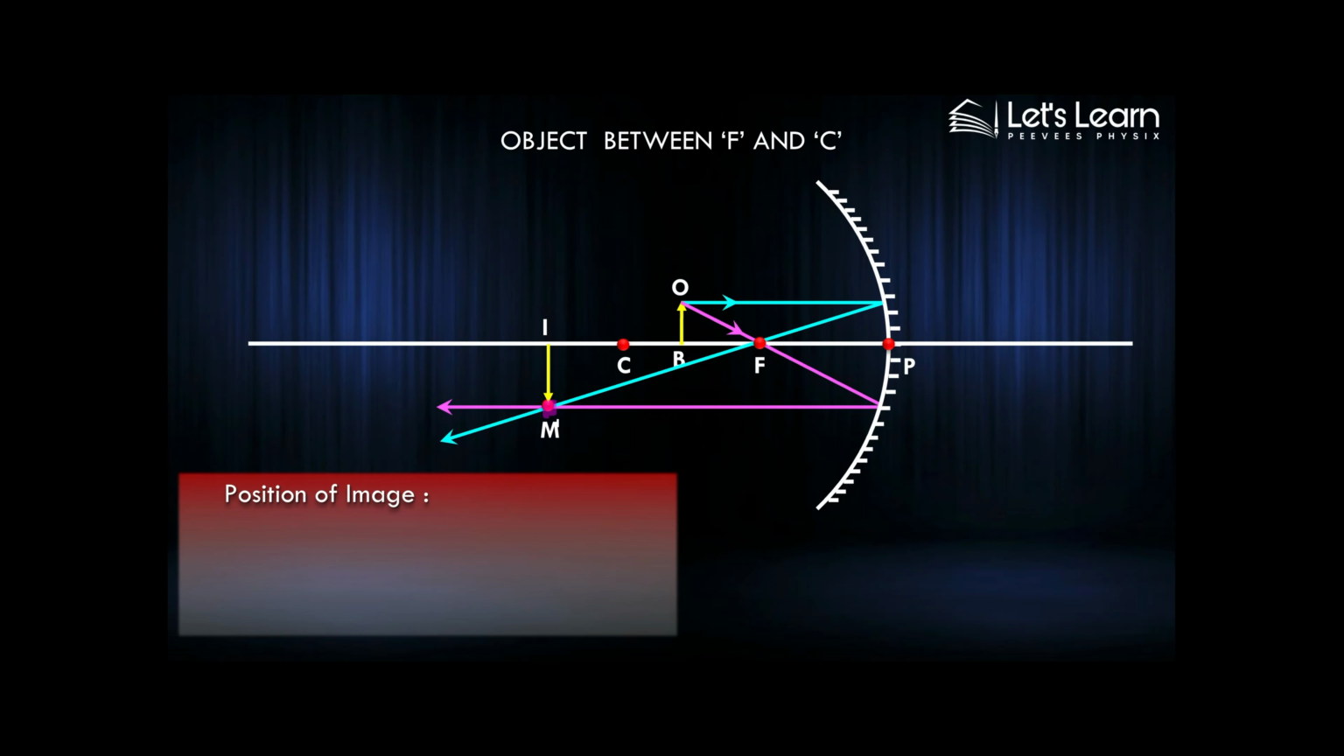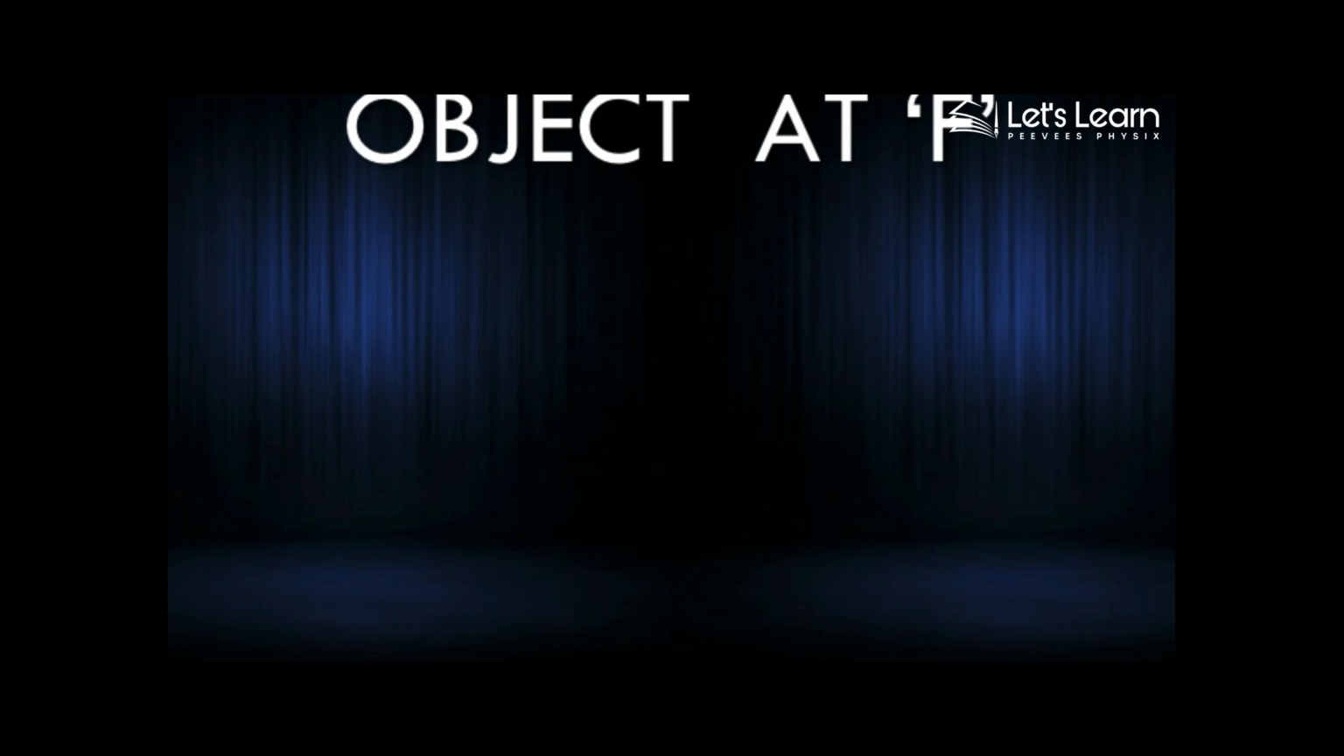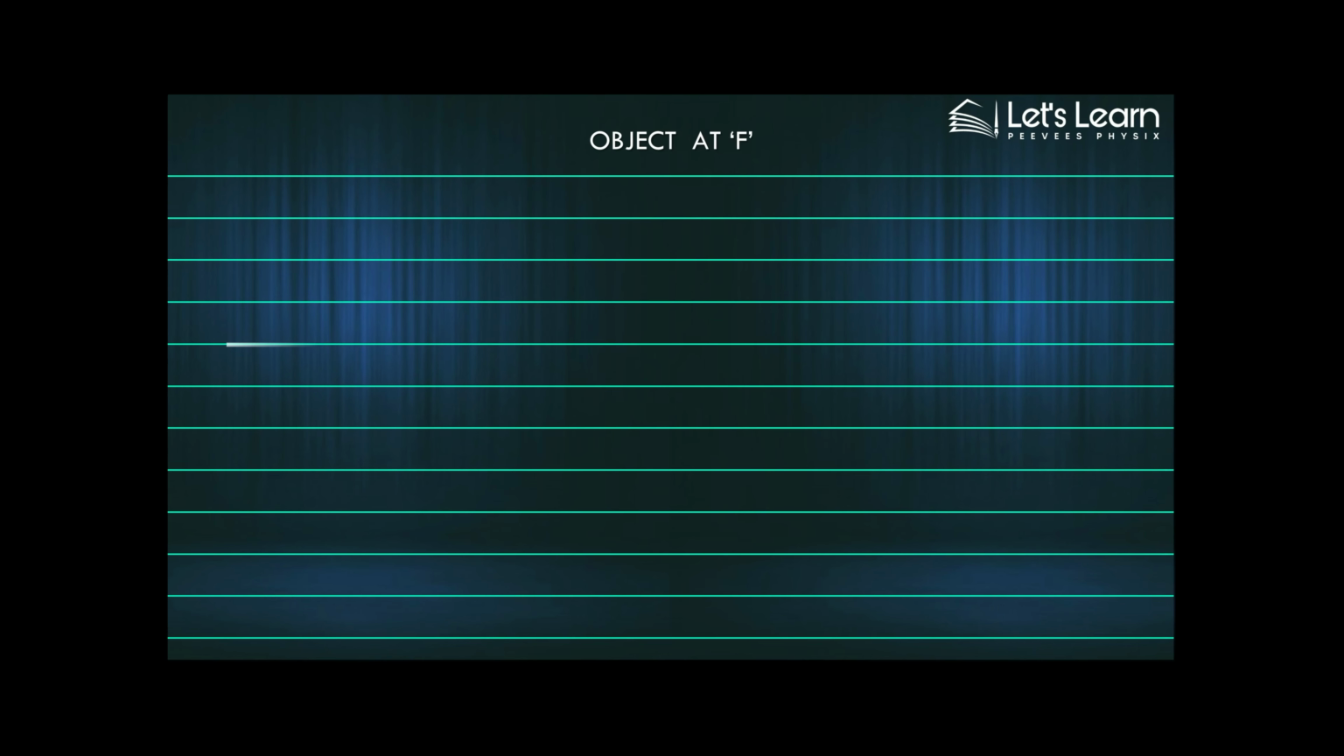Now let's see the position of the image. The image is formed beyond C. Nature, since the two rays really meet at the point M, the image is real. Since the arrowhead is pointing down, inverted, and you can see the height of the image is more than the height of the object. So magnified.